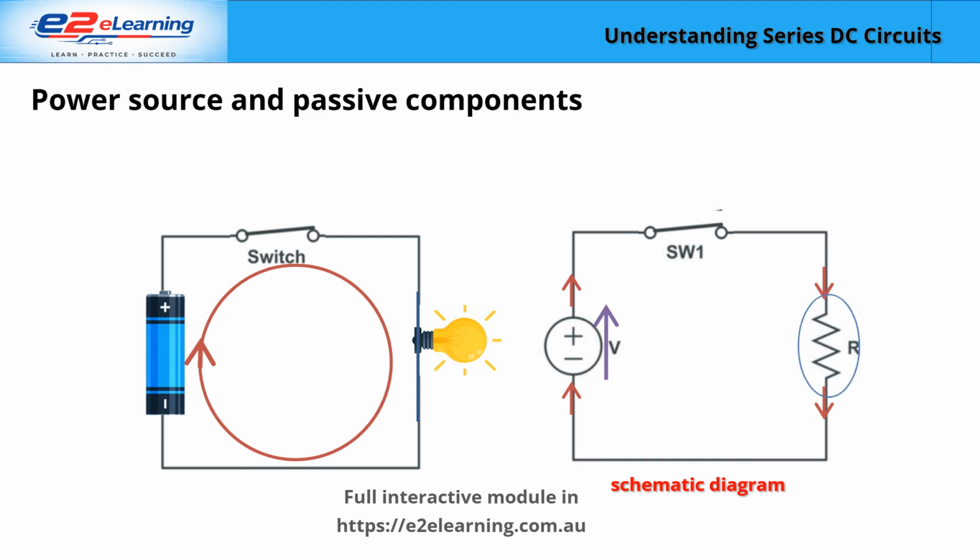A resistor, in this case the light, isn't polarized by itself. Its polarity is defined by current direction. Current enters the plus side and exits the minus side. The resistor absorbs power and dissipates it as heat. This creates a voltage drop between positive and negative.